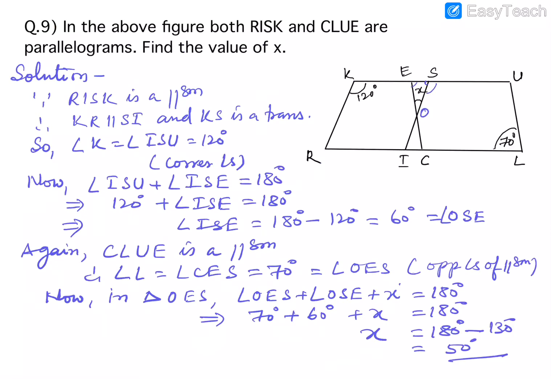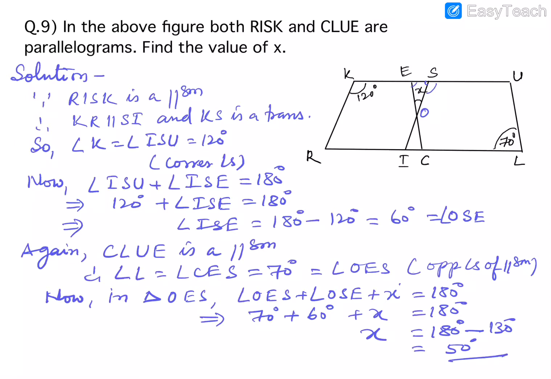Now question number 9. In the given figure, both RISK and CLUE are parallelograms. Find x. This is the x. Since RISK is a parallelogram, KR will be parallel to SI, and KS is a transversal, and therefore angle K will be equal to angle ISU, that is this angle.